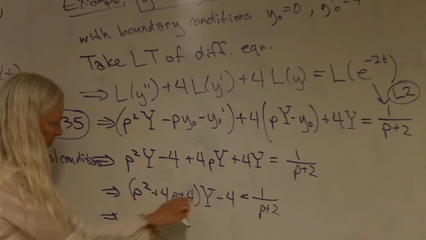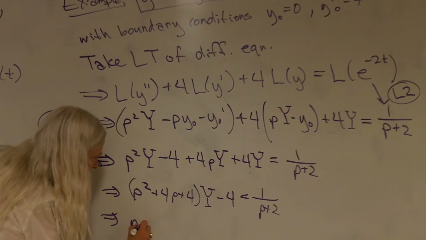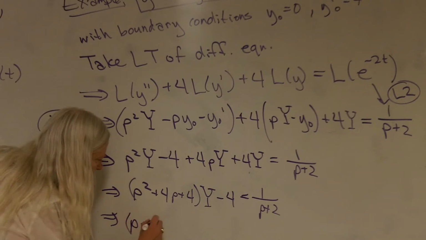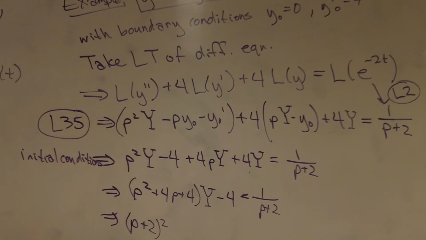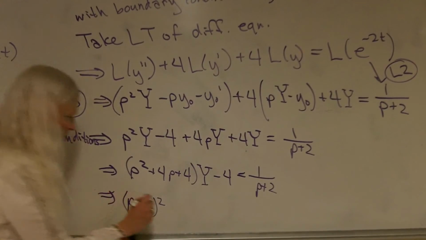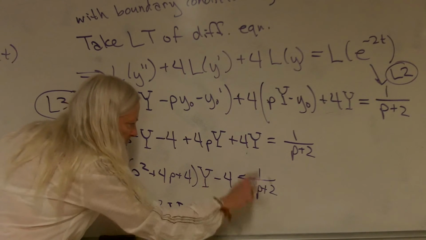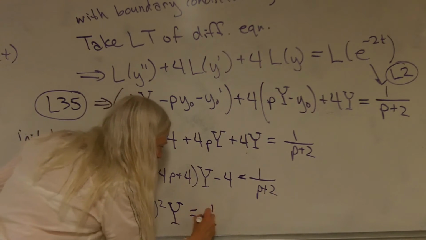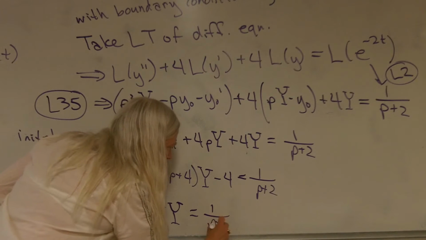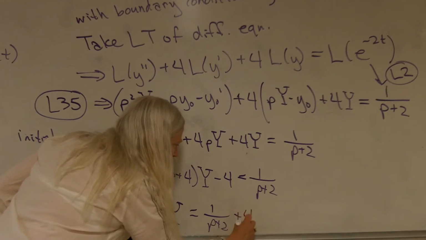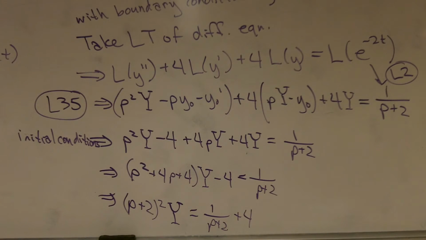Well, p squared plus 4p plus 4, notice that's p plus 2 quantity squared. Okay? So that times capital Y, and I'm going to move the 4 over to the other side, so 1 over p plus 2, quantity plus 4. Okay. Well, as promised, we have an algebraic equation for capital Y.